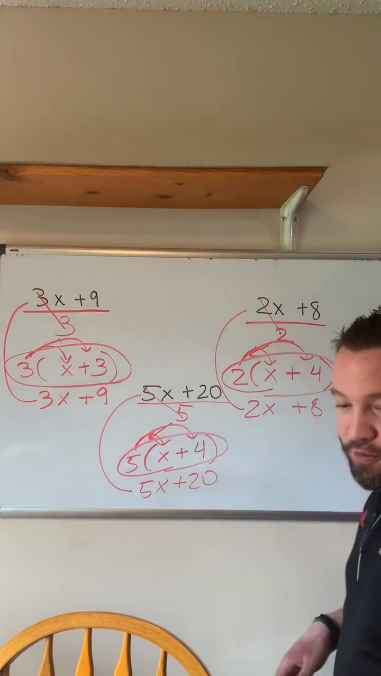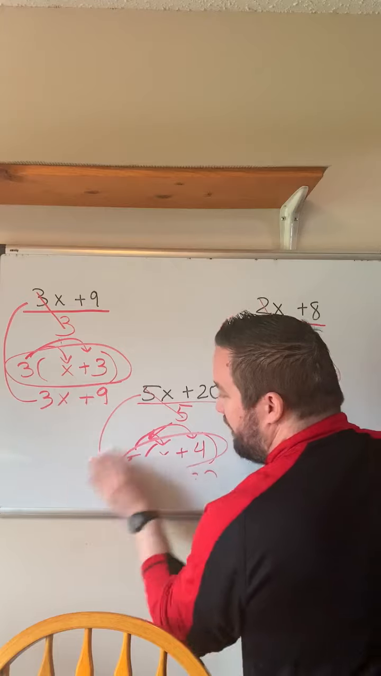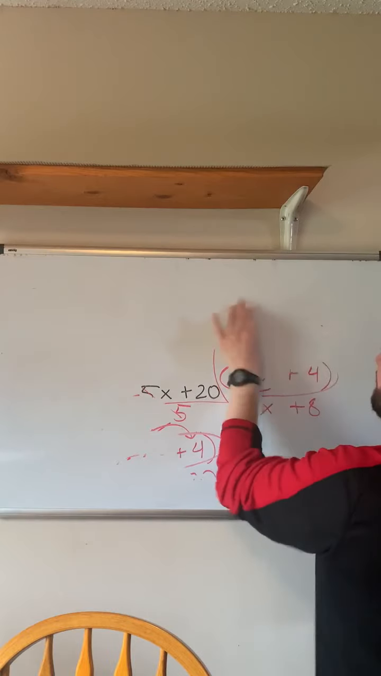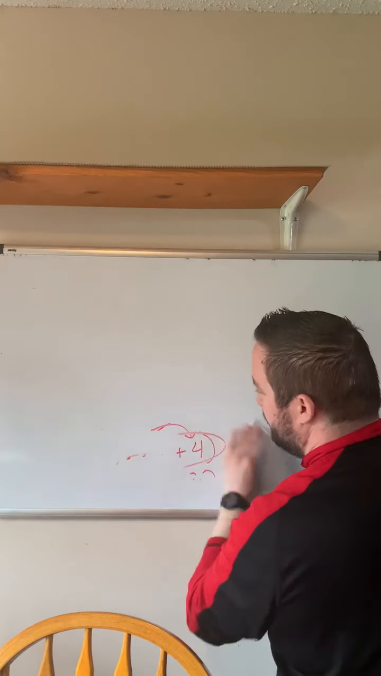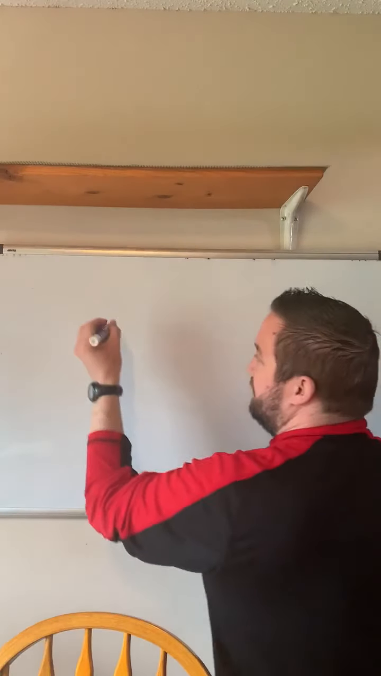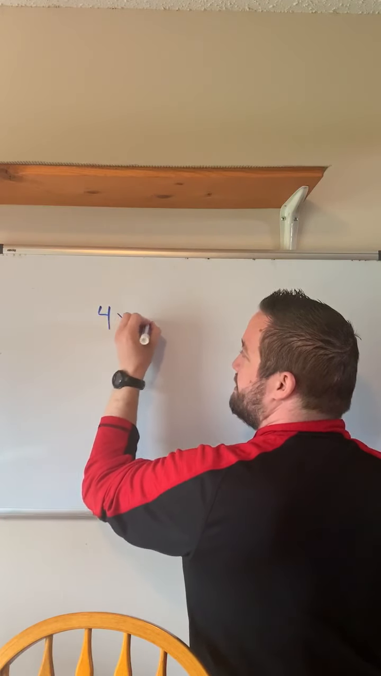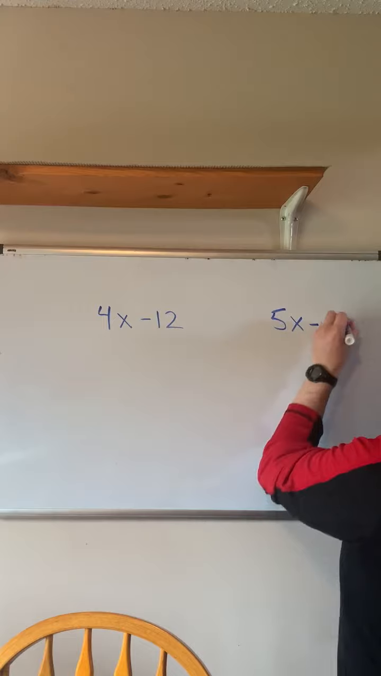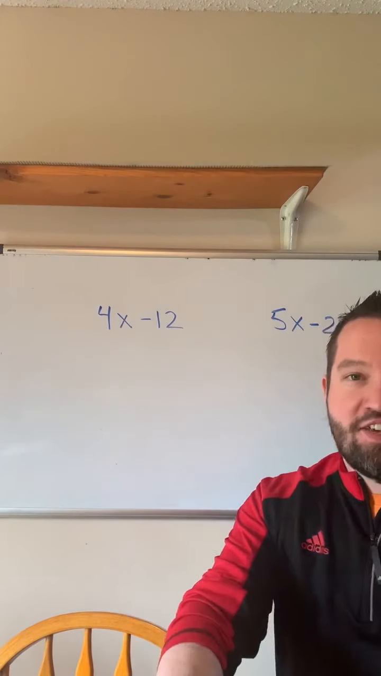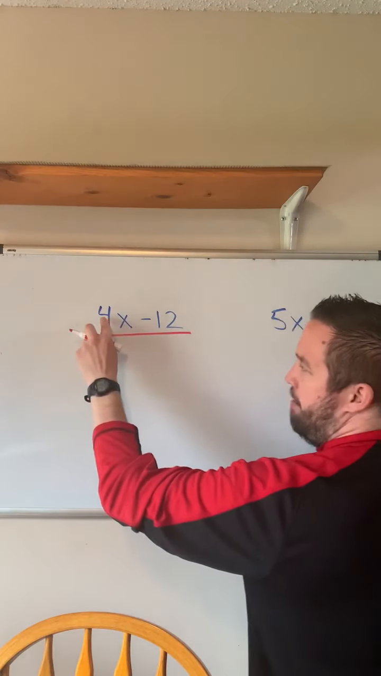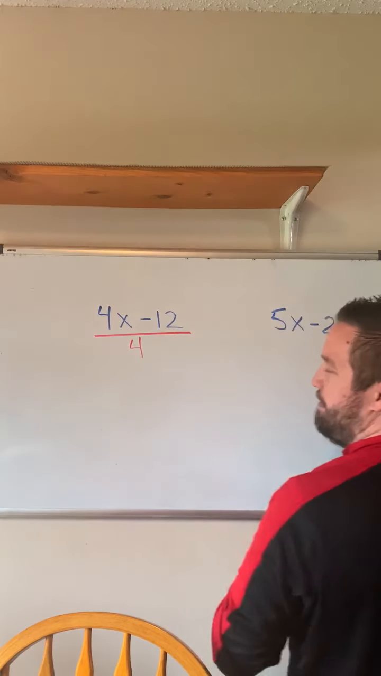Now, here are 3 examples where we used our positives, and what we're going to do now is move in to examples where we work with our negatives. So let's just go with the example of, let's just say I've got 4x minus 12, and then 5x minus 20, okay? The process is going to stay the exact same. I'm going to divide out my GCF, in this case my first number.